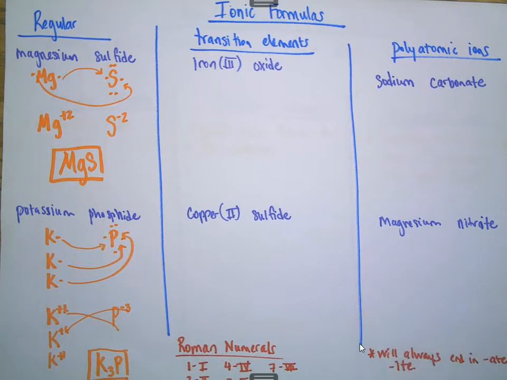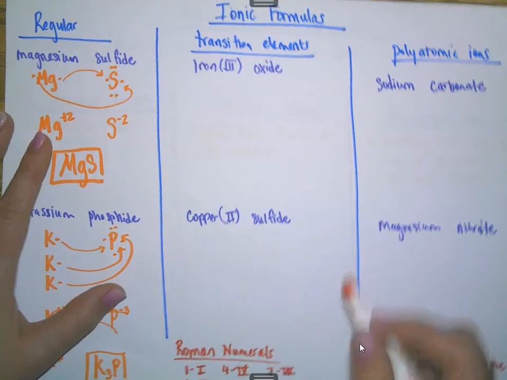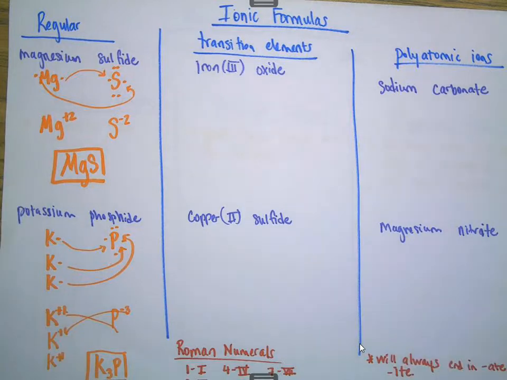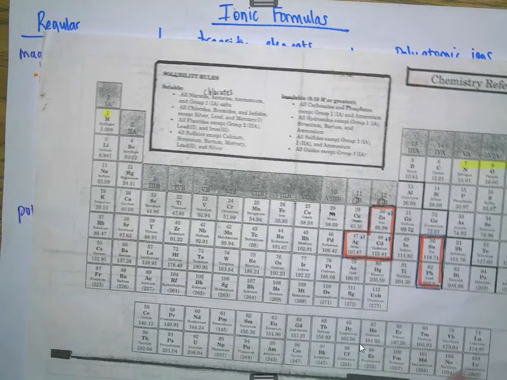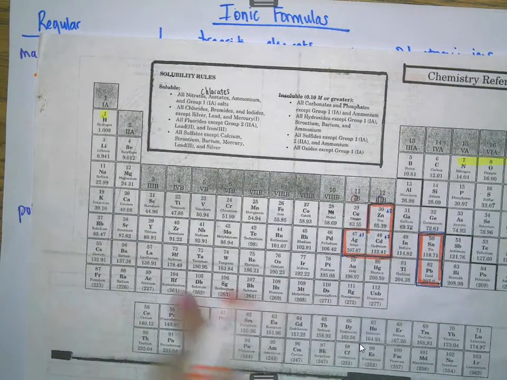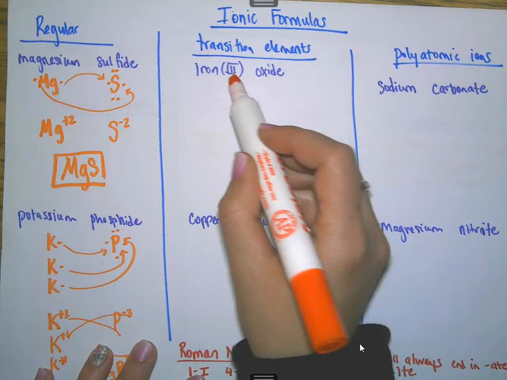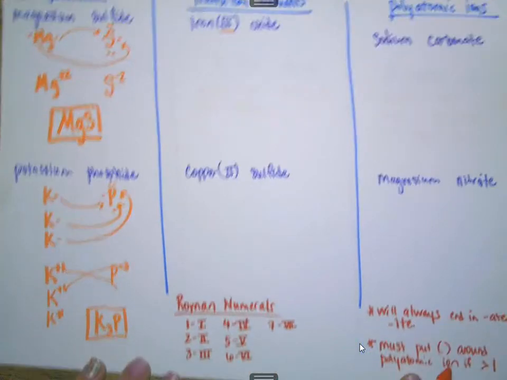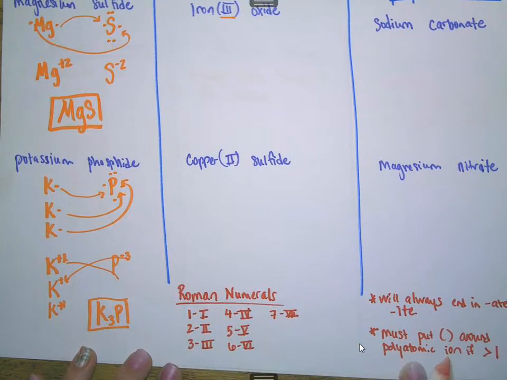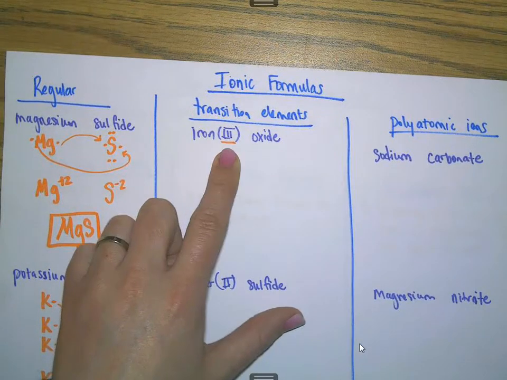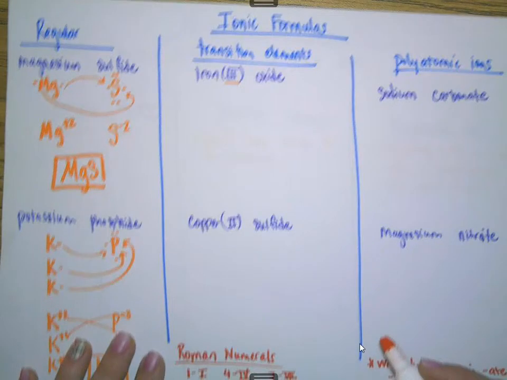We also did transition elements. And the thing about transition elements, if you remember, is that on the periodic table, they are in the d-block. And we don't know their exact number of valence electrons unless somebody gives us some information. And that comes in the form of the Roman numeral. I have the Roman numerals down here at the bottom. You can pause here if you want to write them down, but you need to know at least how to do 1 through 7.